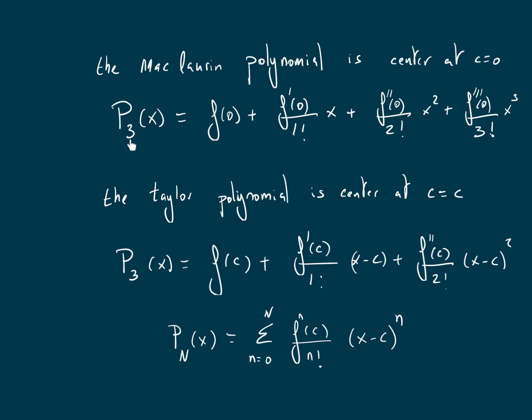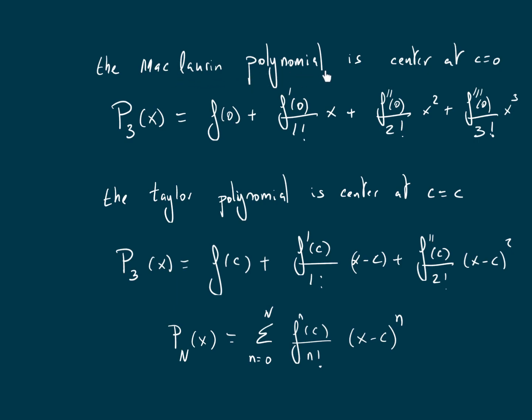And if you want the third degree Maclaurin polynomial, you stop at the third derivative of the function evaluated at 0 divided by 3 factorial. Remember that 3 factorial means 3 multiplied by 2 multiplied by 1, multiplied by x cubed. This is a polynomial: x cubed, x squared, x. And this polynomial is going to fit the function at c equals 0. As you increase the number of terms, the fitting will be better and better.